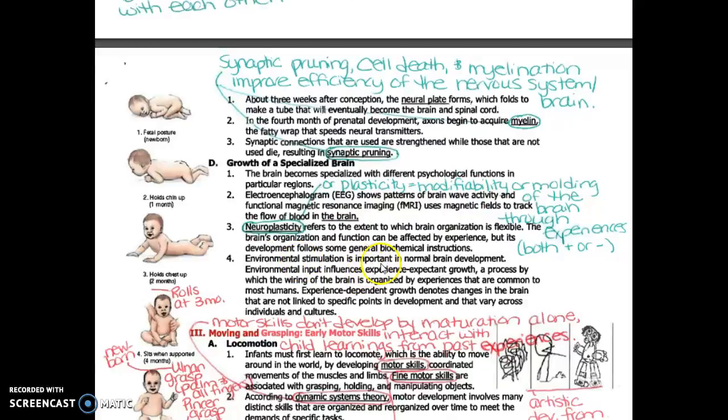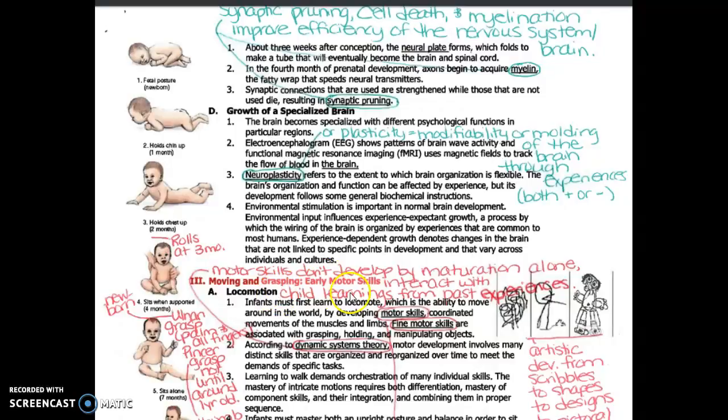Environmental stimulation is important in normal brain development. Environmental input influences experience-expectant growth. It has to do with the wiring of the brain. It is organized by experiences that are common in most humans. As we have these experiences, our brains rewire, and certain wiring becomes stronger. Certain neurons are going to fire together the more times you have experiences that make those neurons work. So it's quite amazing what is happening in an infant's and early childhood brain.